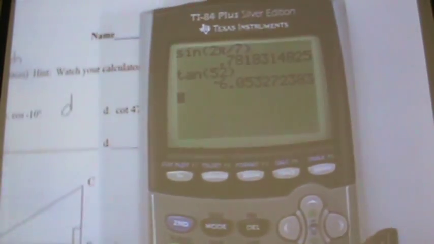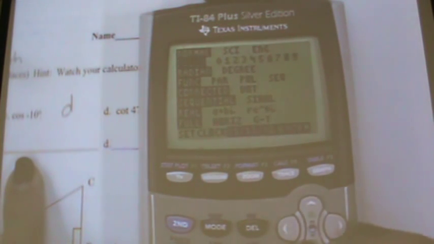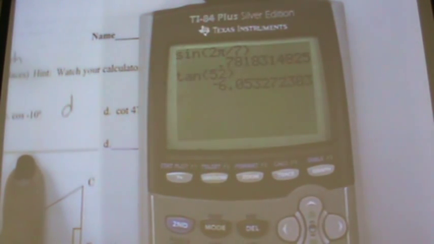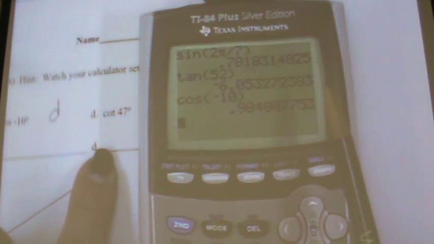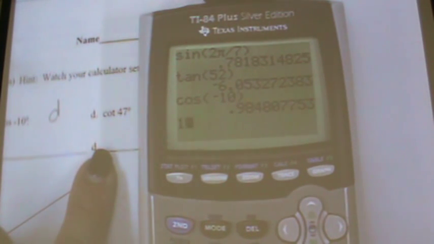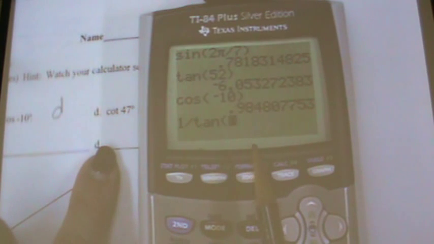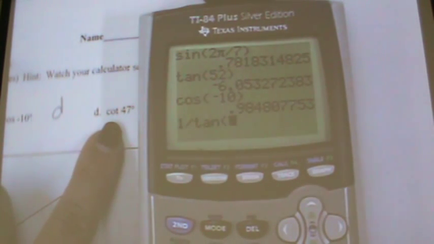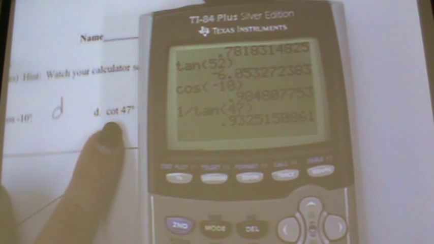Then the next 2, you want to be in degree mode. So flip, change it to degree mode, hit enter, and let's clear. We want to do cosine, negative 10. And that answer is 0.985. You're going to make that a 5. And the last one, cotangent, you're going to do 1. I would use the other calculator. What's nice about it is you don't have to do this. You can just hit the trig button and then hit cotangent and then hit 47. And there's your answer, 0.933.